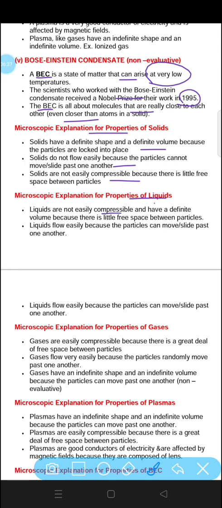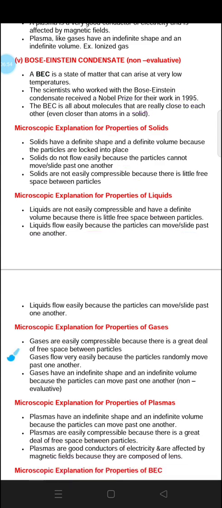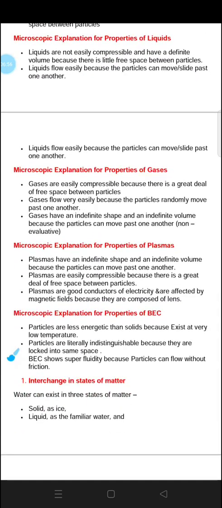About liquids, liquids are not easily compressible. They have definite volume because there is little free space between particles. As compared to solids, liquids have more free space. Liquids flow easily because the particles can move and slide on one another.